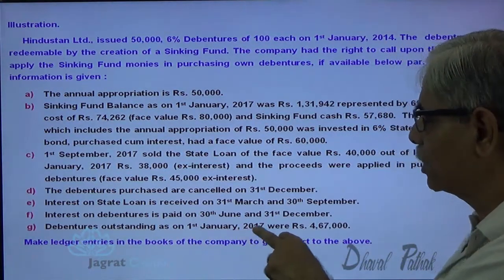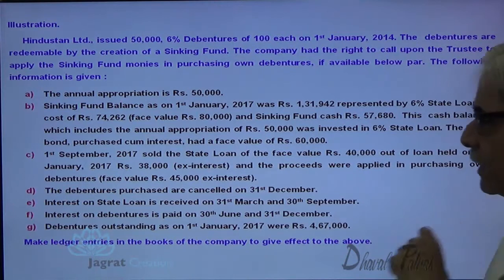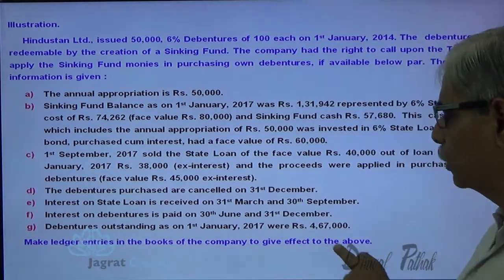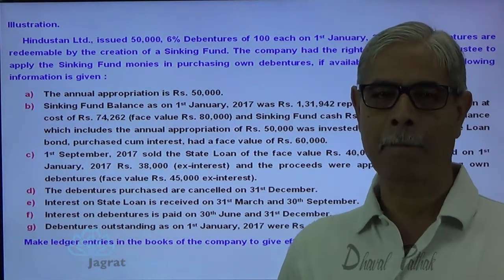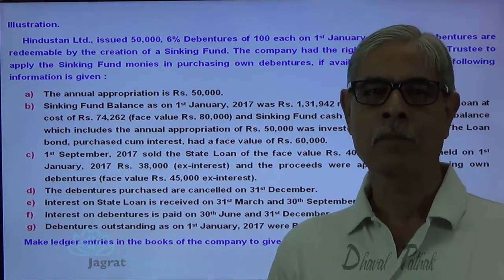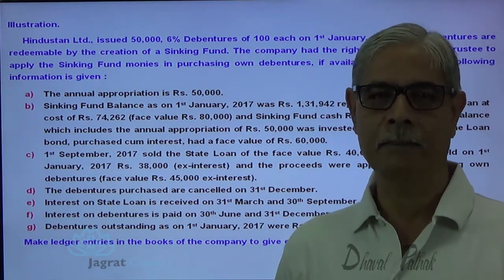Debenture outstanding on 1st of January 2017, 4,67,000. Make ledger accounts in the books of the company and give the effect of the above. This is a very important sum. How am I going to start with this sum?